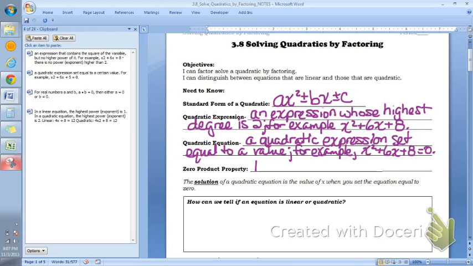The zero product property. Well, in the name you see the word zero, so it has something to do with the number 0. And product means multiply, so it has something to do with multiplication. Here's the rule. If A times B is equal to 0, then either A is equal to 0 or B is equal to 0.